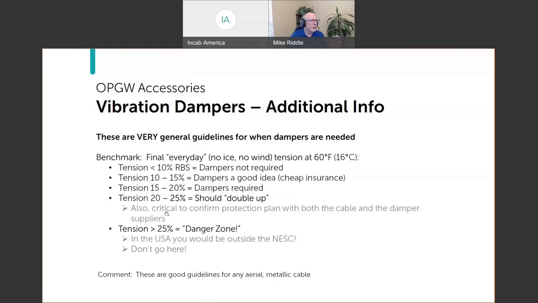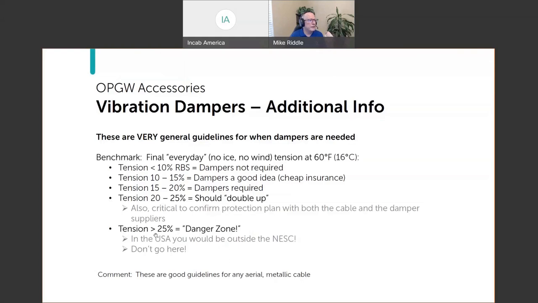If your tension is between 10 and 15%, dampers are a good idea. Again, cheap insurance. Strictly speaking, you're probably not going to have aeolian vibration, but you could. If the tension is above 15 to 20%, dampers are absolutely required, no doubt about it. If the tension is above 20% but less than 25%, you should double up. This is kind of high. I myself recommend that designers keep tension below 20% because of this very reason.